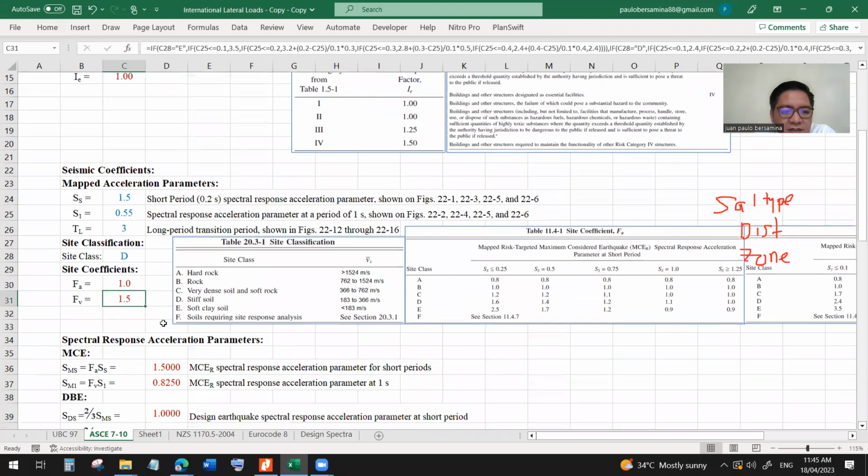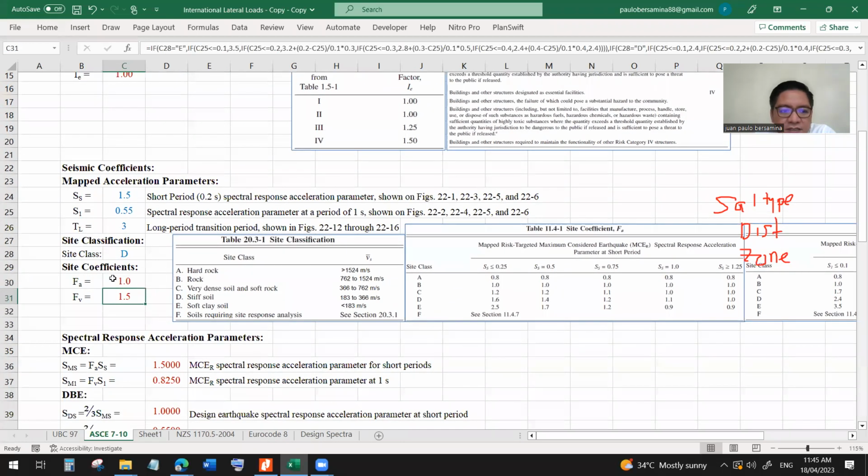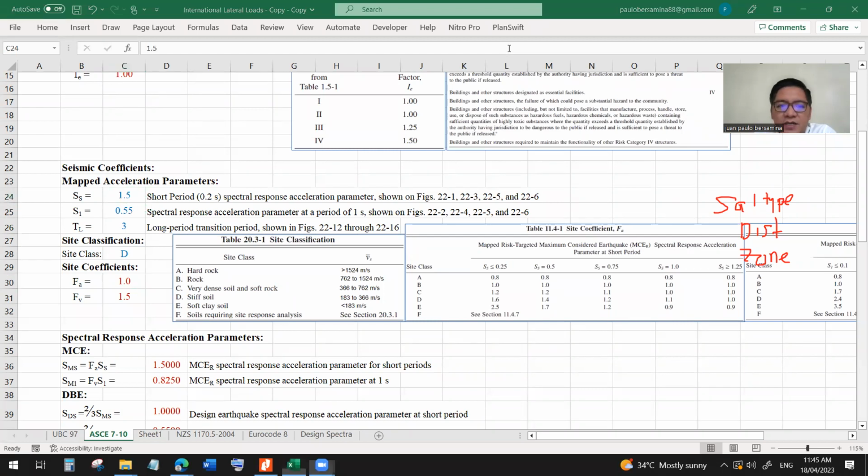So, next. Next is, site coefficients. So, dito, ina-amplify ng code yung spectral acceleration. Because, sabi natin, yung SS and S1 na yan, sa bedrock. Now, by indicating yung soil type above the bedrock, ngayon, magkakaroon ng factor to amplify that. Through this, FA and FV.